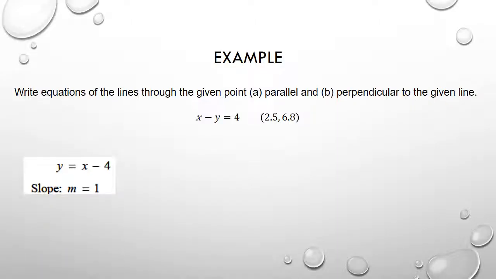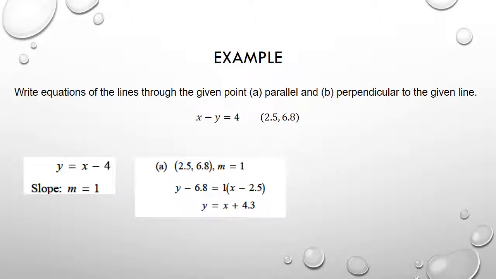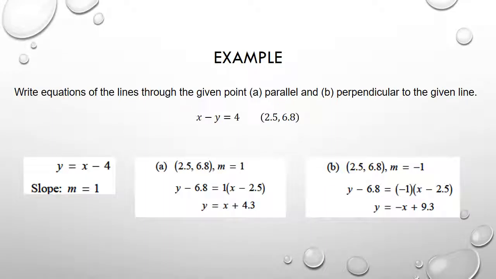When we solve for the slope, we find that it is 1. Nice number to work with. So the line that's parallel will have a slope of 1. When we put the point and the slope in and solve for y, we get y equals x plus 4.3. That is the line that is parallel to the given line. And then we're going to find the perpendicular line. Instead of a slope of 1, we're going to use a slope of -1. And you can see there we put in the point and -1 for the slope, and we get y equals -x plus 9.3.